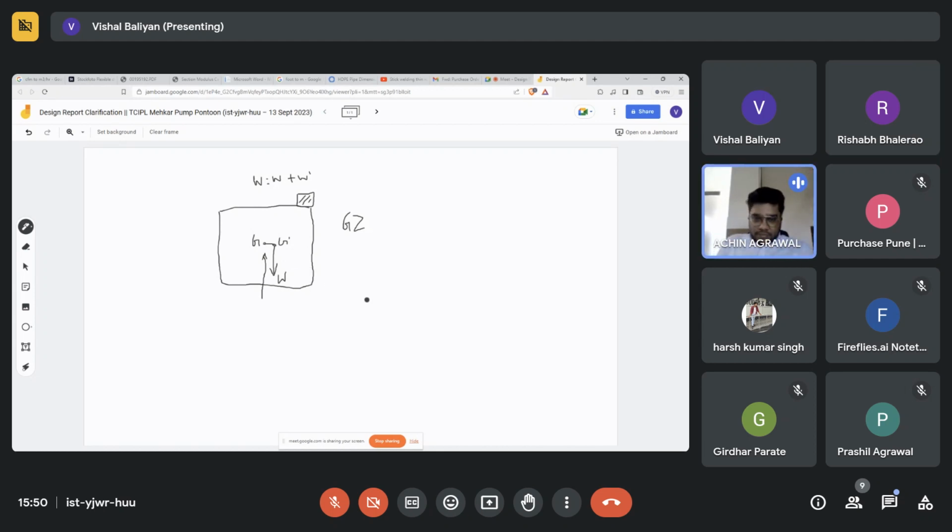And again, Rishabh, from our perspective, I think the calculation procedure is right. And even if what you are suggesting, that we should exclude the weight of three people, it will only increase the value of righting moment, and it will make our structure look more stable.